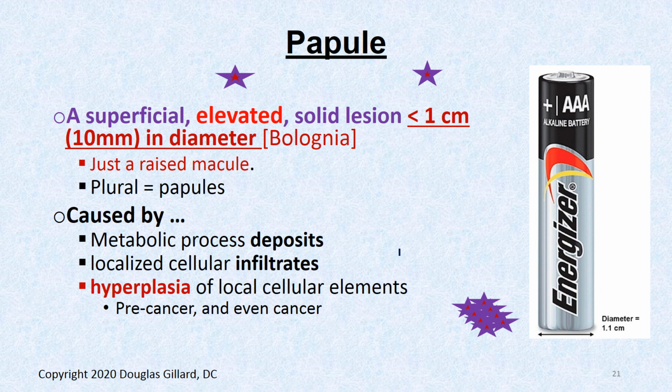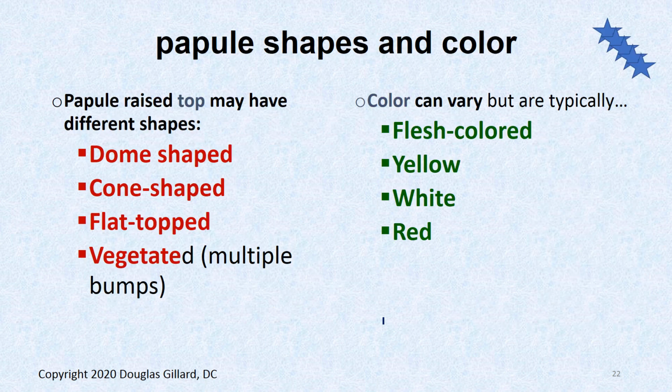Caused by metabolic deposits from the condition, or infiltrates. If it's cancerous, it could be cancer cells. It could be hyperplasia of the cells getting really thick. The keratinocytes have become really thick. Could be cancerous, could be benign, could be precancerous. The key is it's a raised lesion that is smaller than 1 centimeter.